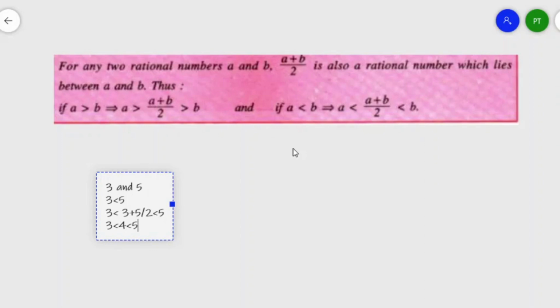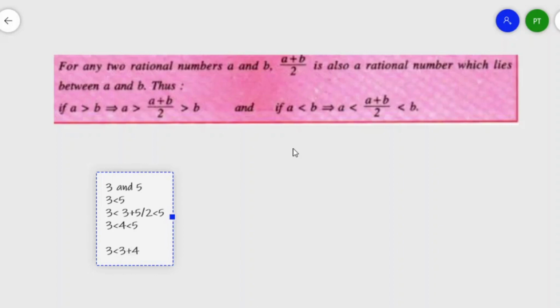Okay, so this is one set of numbers, but we need to find at least 3 rational numbers between 3 and 5. So one of the rational numbers we found is 4. Now how can we find the other two rational numbers? We can do a step like this. We can do it as 3 less than, now we can take 3 and 4, we can add 3 and 4 by 2, and the next step will be 4, we can add 4 and 5 by 2. So like this, I will show you.